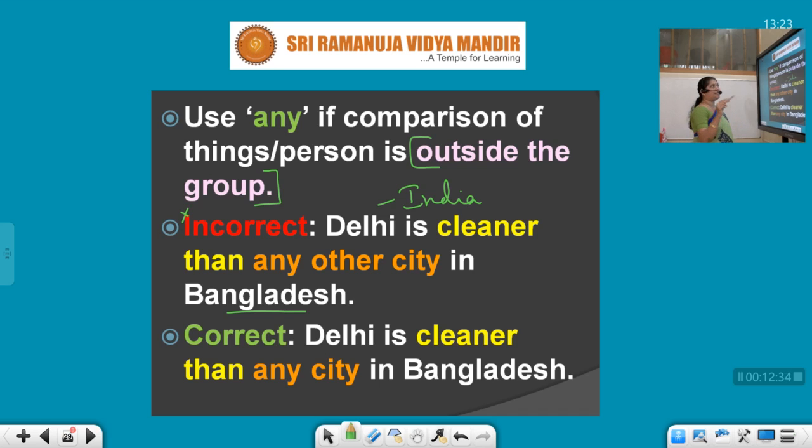So remember students, when there is a same group, you have to say any other. When it is outside the group, you have to say any. I suppose you understood this point. Rule number 7. You are supposed to say any other when it is in the same group. You are supposed to say any when it is outside the group. So the sentence is Delhi is cleaner than any city in Bangladesh. So this is correct.